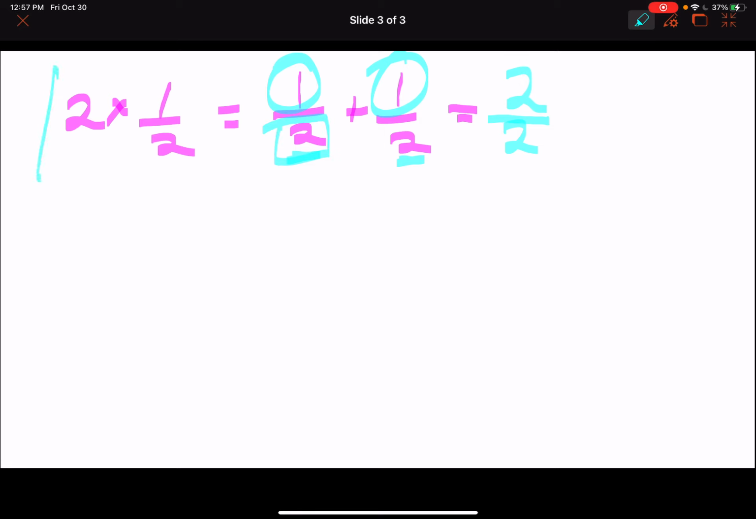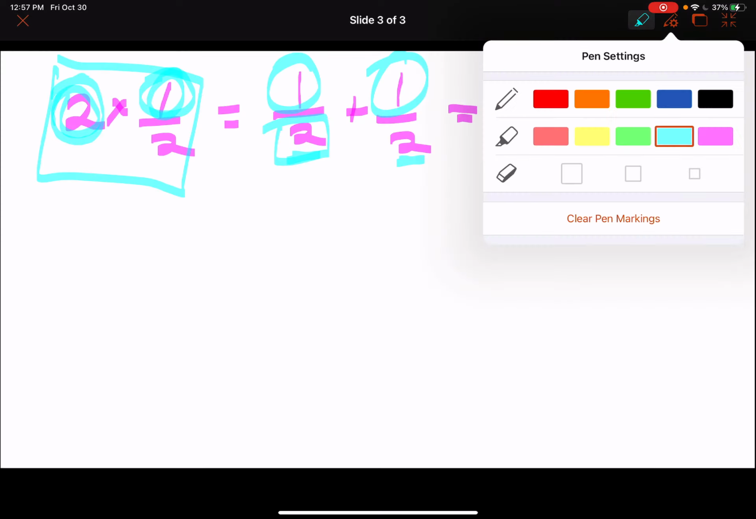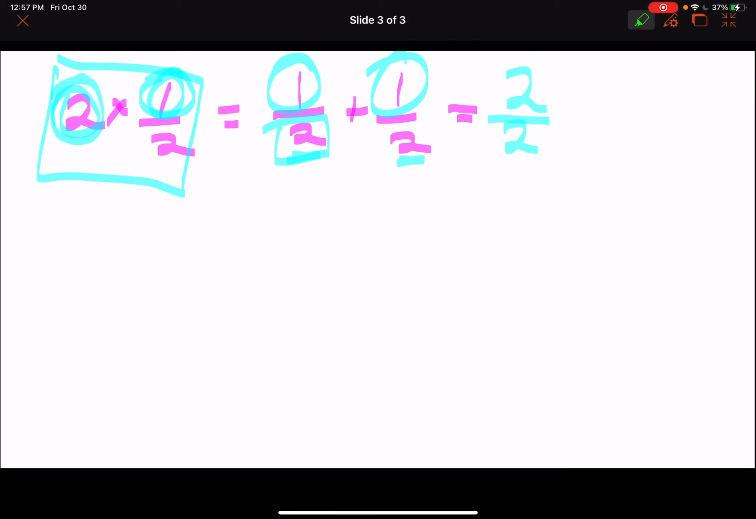So what does that tell us about when we're multiplying a whole number by a fraction? So that is going to tell us that we're just going to multiply these here because it's telling us that I have 2 times those many pieces, right? So let's do this again. So I have 4 times 1/4.